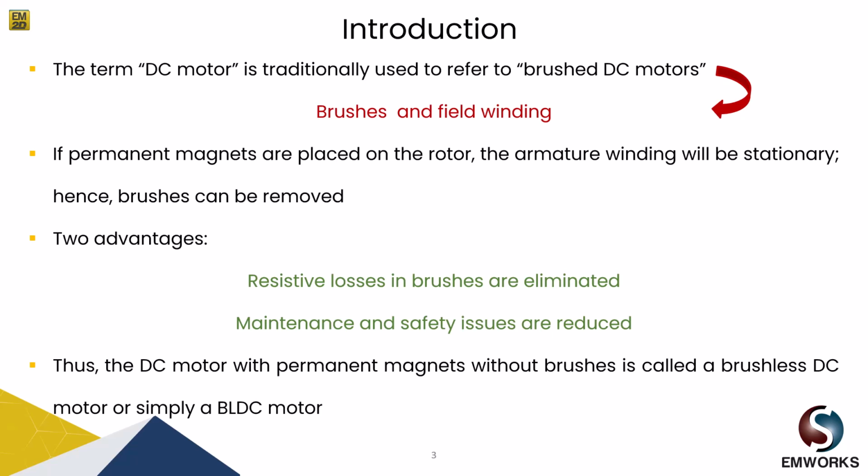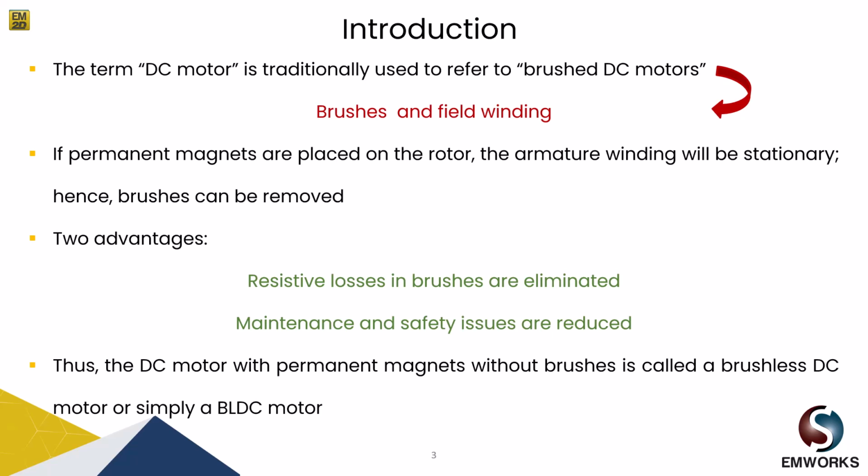The term DC motor is traditionally used to refer to brushed DC motors. In the DC motor section, we have seen that brushes are required to convert alternating current generated in a DC generator to direct current, and vice versa for DC motors. We have also seen that a field winding is used to produce the magnetic field required for energy conversion. If the winding is replaced by permanent magnets, the rotating magnetic field is then generated without the need of separate winding. Besides, the losses in the field will be eliminated.